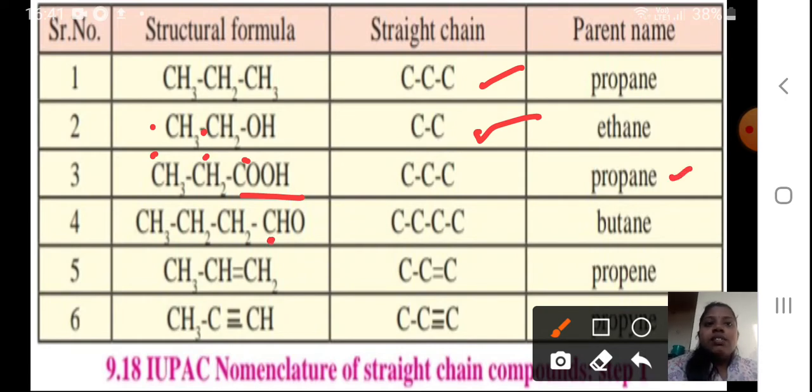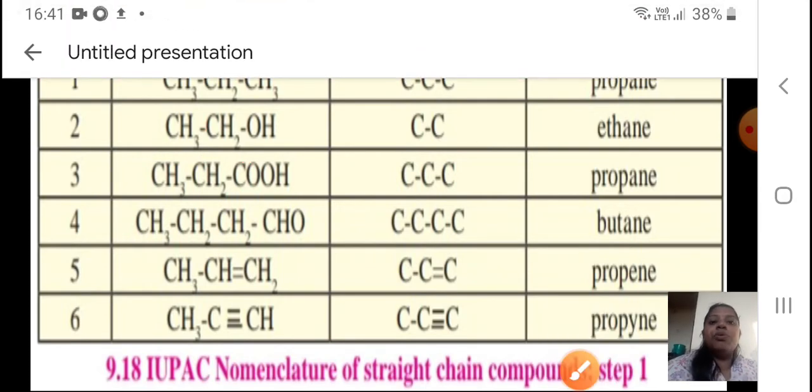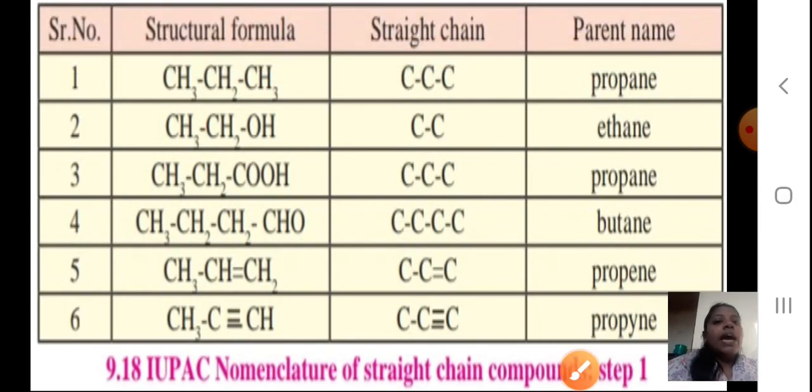Here see aldehyde, this carbon also you have to take. So it has become butane. Okay, you can see double bonds and triple bonds also. So propene, and you can see what I took as an example, propyne. Okay students, I hope you go through these tables properly.